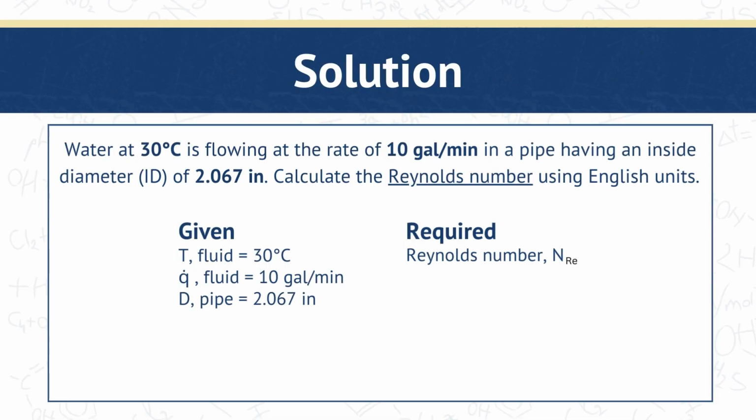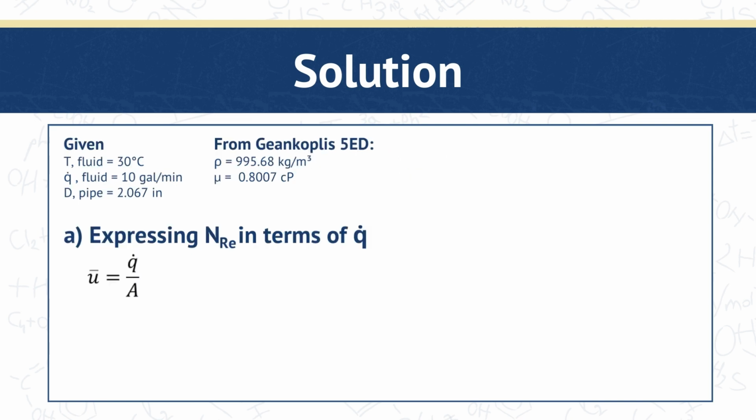Let's start with the given values. I have gone ahead and emphasized the given values, and we are given the temperature and volumetric flow rate of the fluid, as well as the diameter of the pipe. From the given temperature, we can simply get the density and viscosity from tables typically at the back of chemical engineering textbooks. Once more, we are being asked to solve for the Reynolds number.